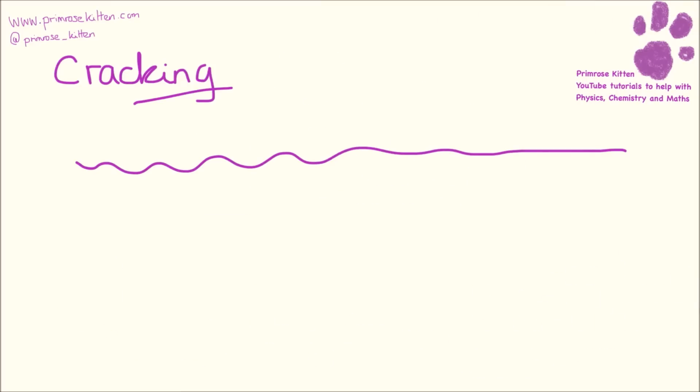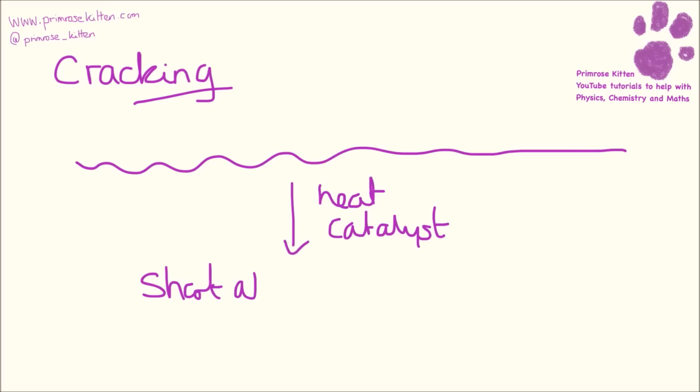These long hydrocarbons that come out at the bottom of a fractional distillation column aren't actually very useful. So what we can do upon application of heat and a catalyst is crack them into shorter ones. So we can have a short alkane plus a short alkene. So we're going to have a double bond in there. But remember, with any equation, we have to balance it. We can't lose or gain hydrogen, so always make sure your hydrogens and your carbons on both sides add up.